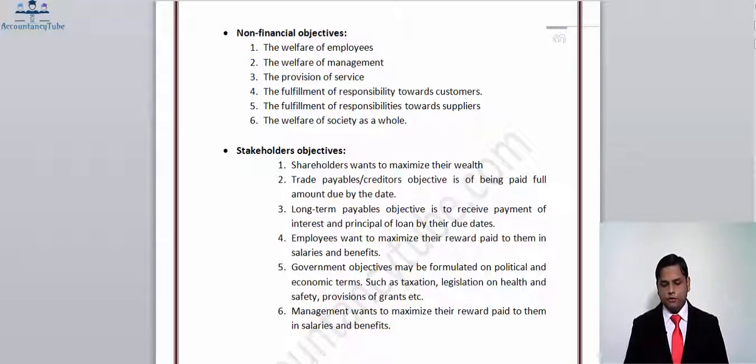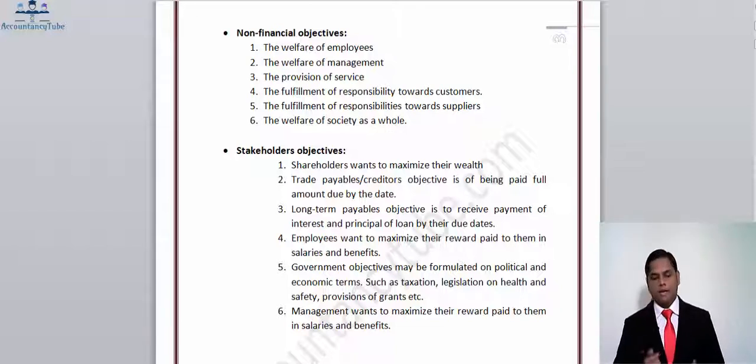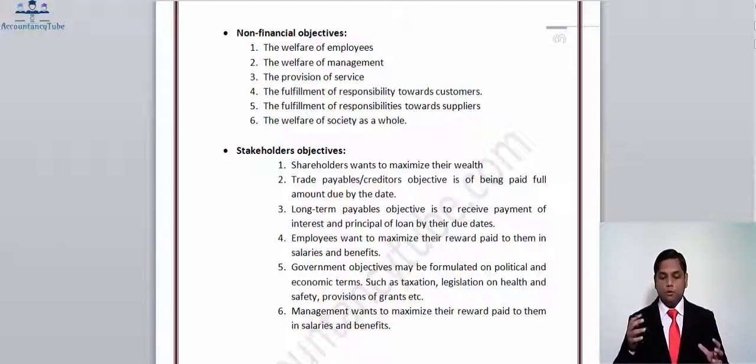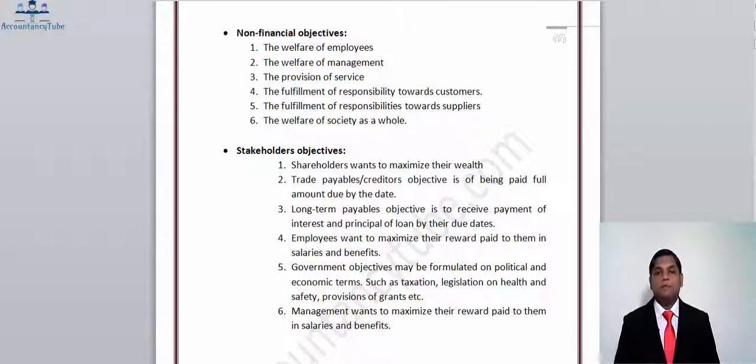After that, we have management, who want to maximize the rewards paid to them in salaries and benefits. Senior management will only be happy if they get their profits increased, their salary increased, their benefits increased. The best way to keep them happy is that companies can offer them shares, so that when they increase their performance, the share price will increase, and they can simply get that amount right then and there if they sell their shares. So a lot of things need to be there for the senior management to keep them happy, because the company always wants to keep its senior directors and management happy if it is to continue to progress.